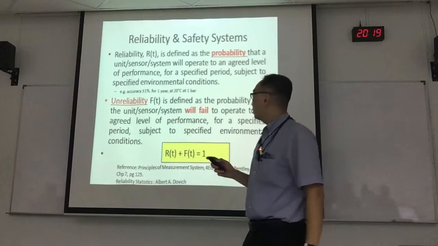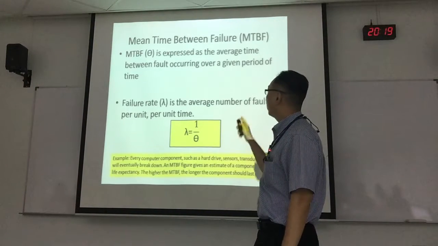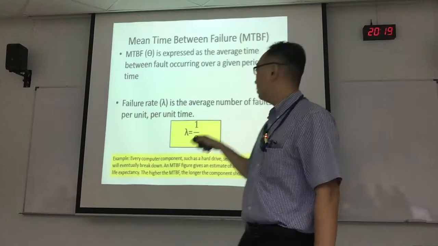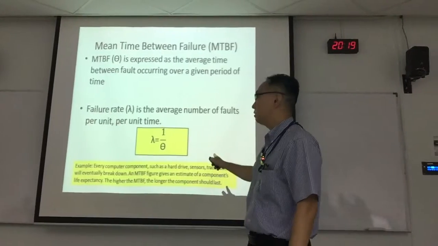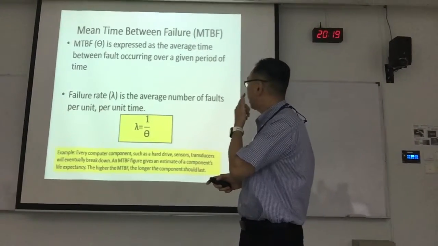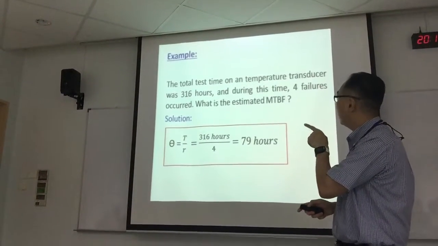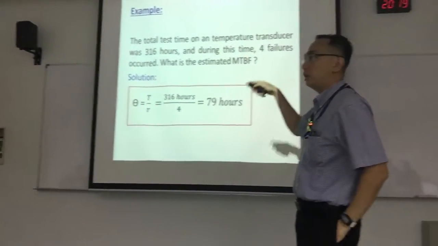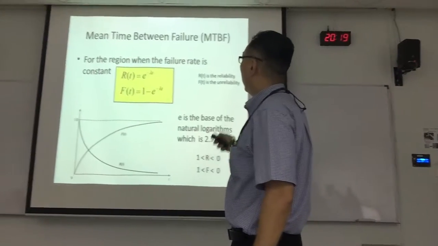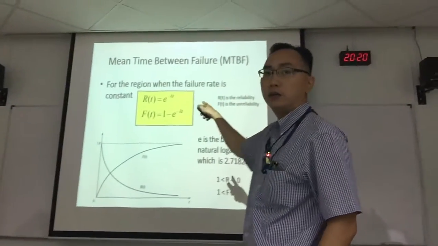Then we'll talk about this one. Last week I also explained this thing called the mean time between failure, MTBF. Those yellow highlighted ones are important. You must know this. Last year I gave you some sample examples. You can attempt the tutorial questions also. Then I explained further about reliability versus failure.